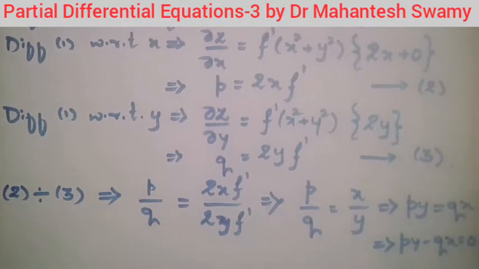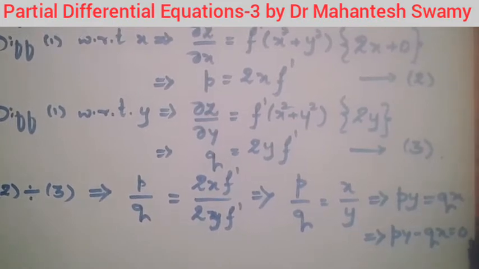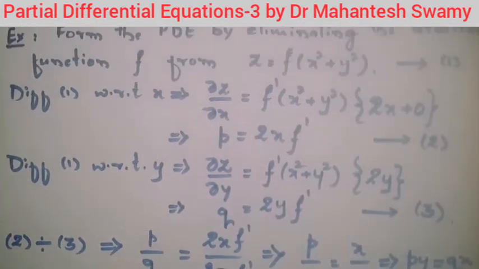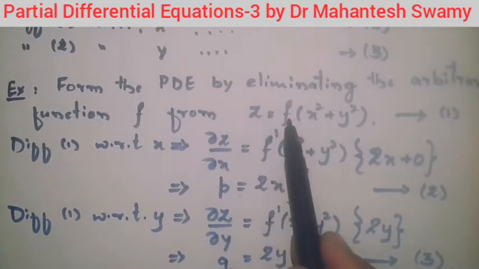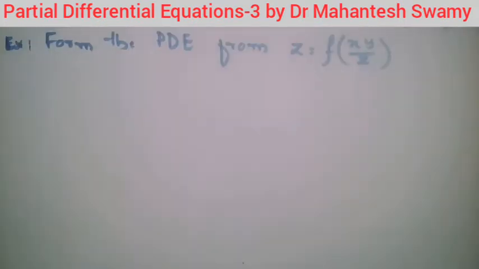So this is the required equation, that is the partial differential equation of first order we have formed from the given relation which was containing the arbitrary function f. So the formation of PDE by the elimination of arbitrary function is so easy. Now this completes the first problem. Let us go for the second example.